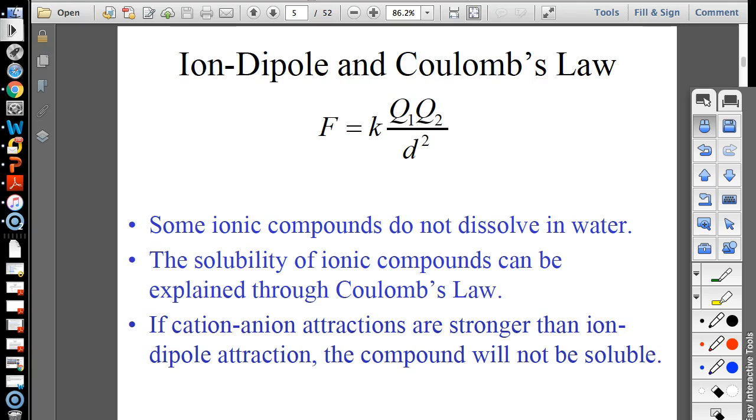Okie dokes. So, here we go. If the cation-anion attractions are stronger than the ion dipole attraction, the compound will not be soluble. That's what we had just talked about. And I used the word lattice energy, which is a better way to say it. If the lattice energy is bigger than the ion dipole interaction, it's not going to dissociate. To be honest with you, it will dissociate, but to a very small degree. We'll talk about that later, and there's math involved.